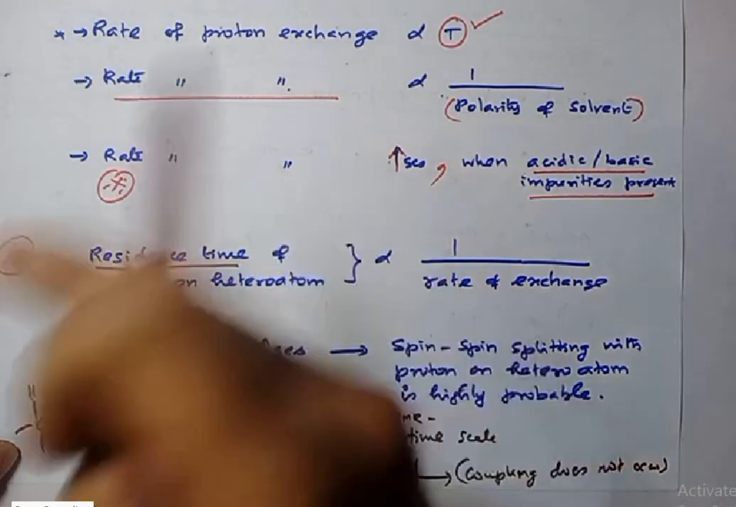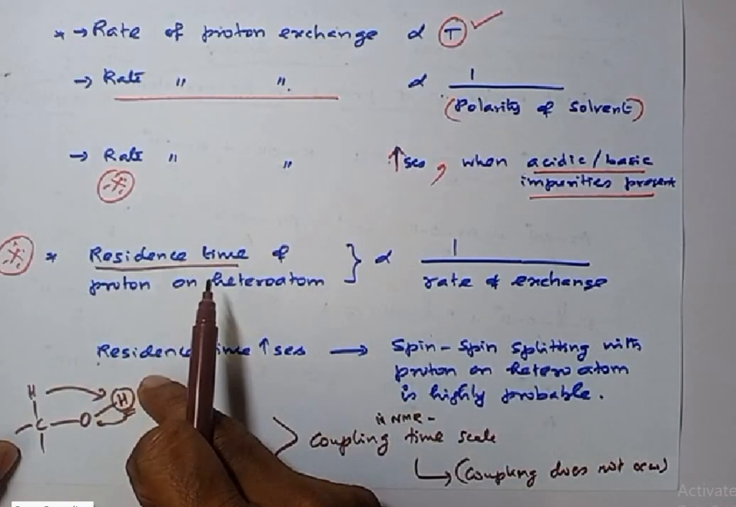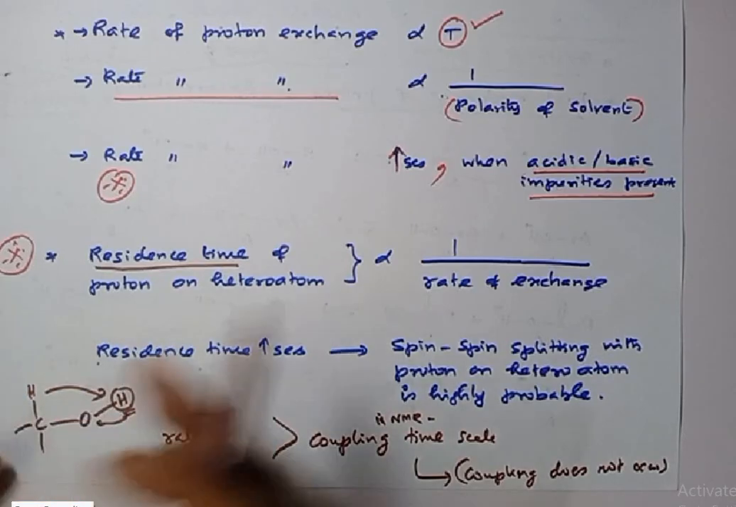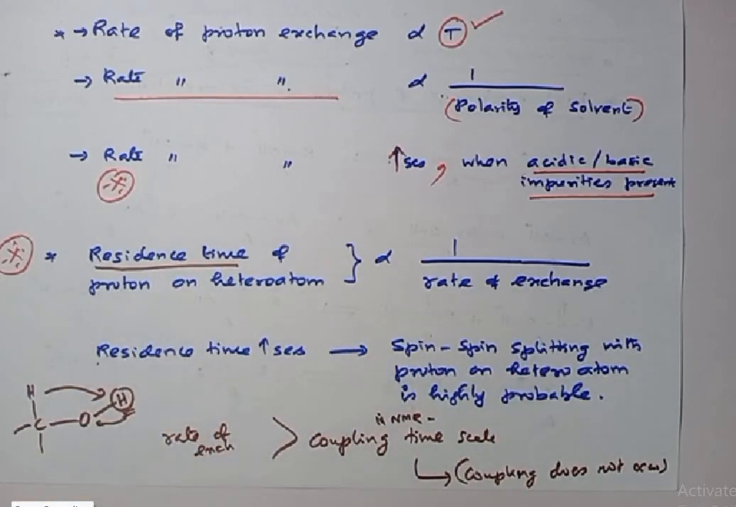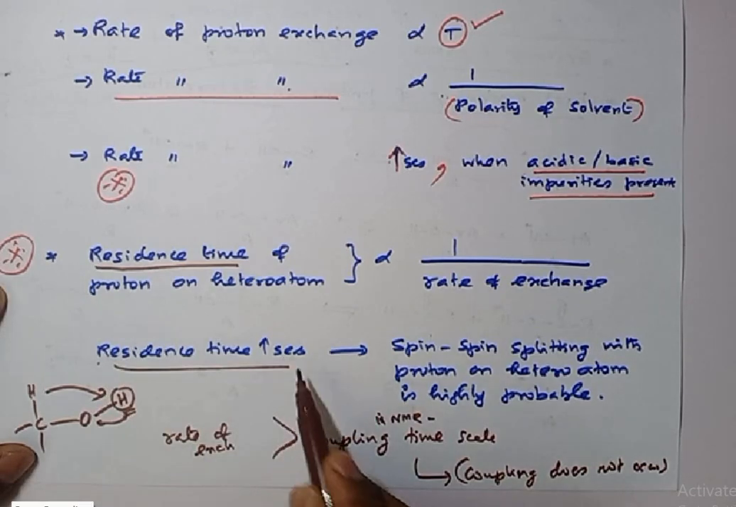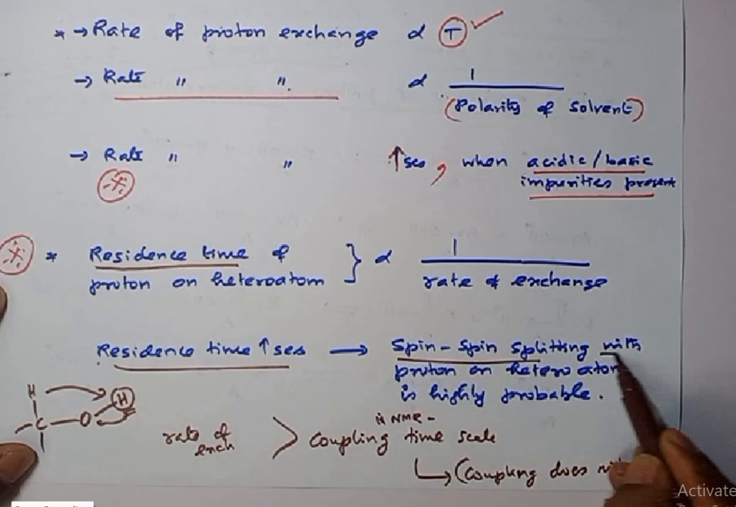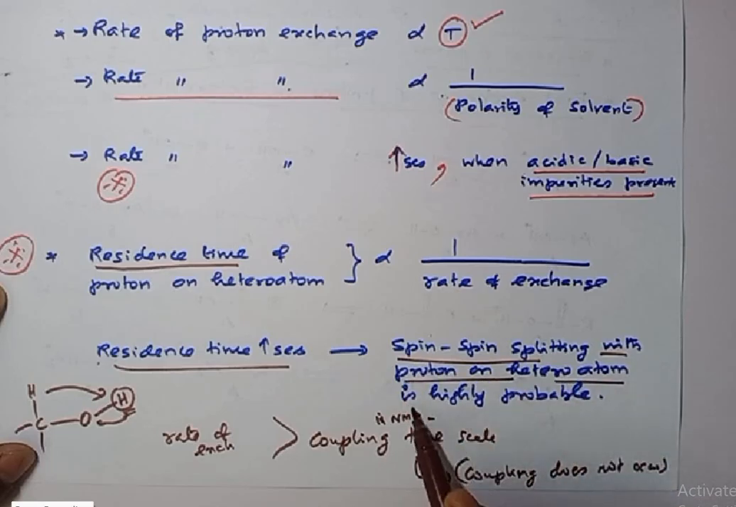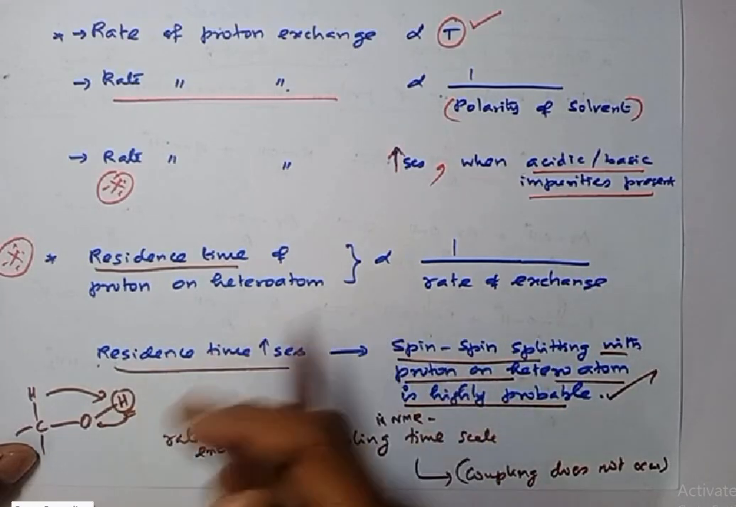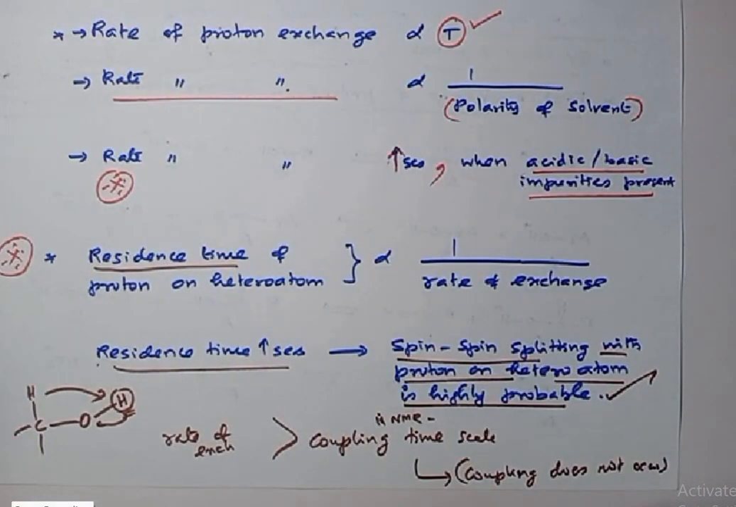If the residence time is more, then it is easy for the adjacent proton to couple, so that you will get split signals. As residence time increases, spin splitting with the proton on the heteroatom is highly probable. Spin splitting is highly probable if residence time increases. Take note.